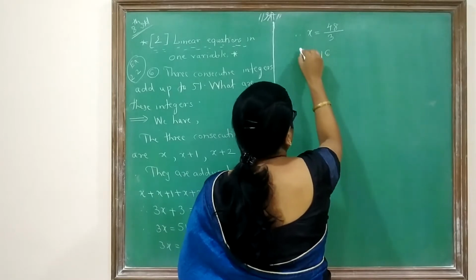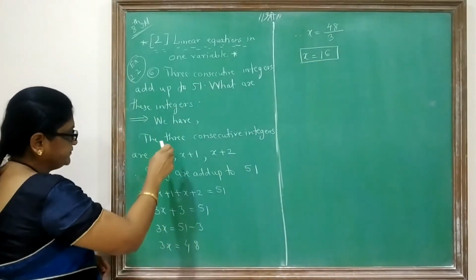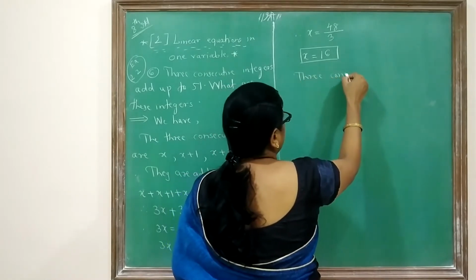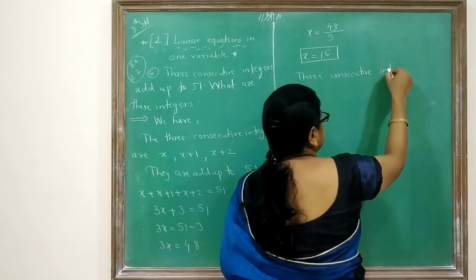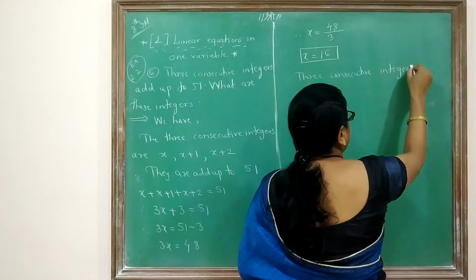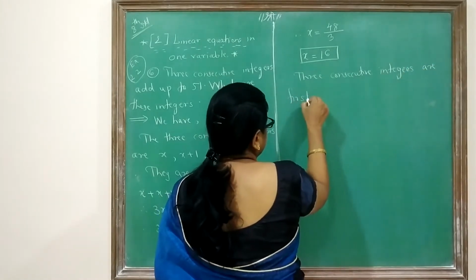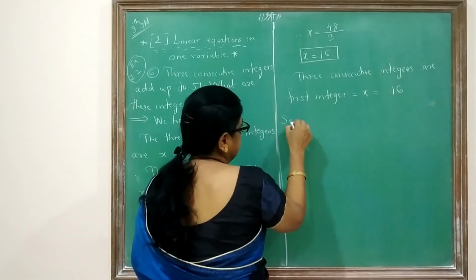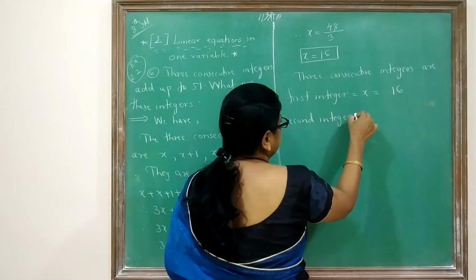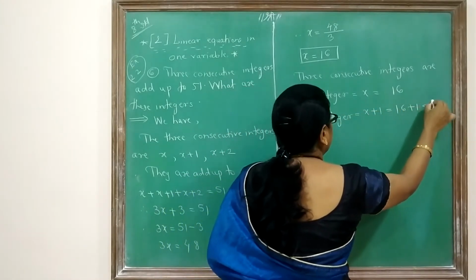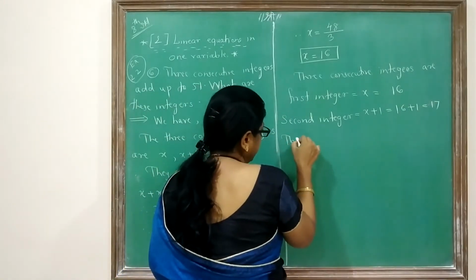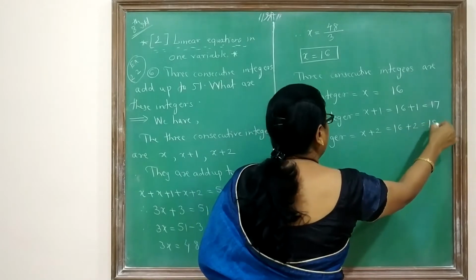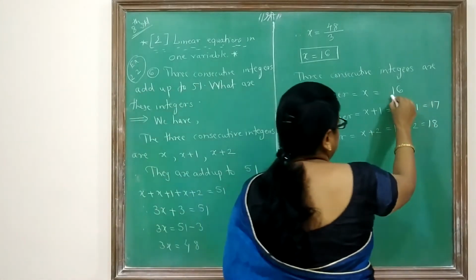Three 1s are 3, three 6s are 18, so x equals 16. Then the three consecutive integers are: the first integer is x, which is 16. The second integer is x plus 1, which is 16 plus 1 equals 17. The third integer is x plus 2, which is 16 plus 2 equals 18. So the answer is 16, 17 and 18.